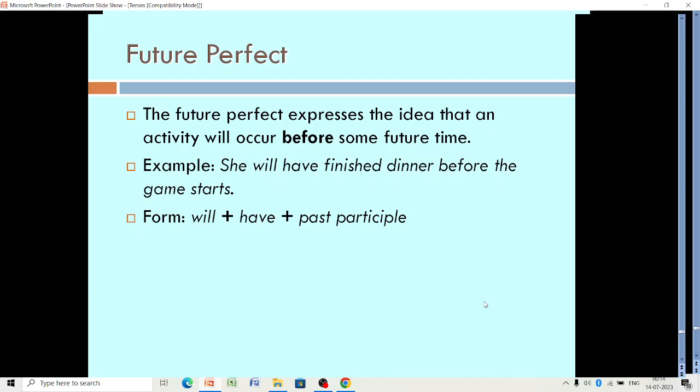I can give one more example also. I will have come to your home before your father leaves for the United States. So you can give a number of examples. You can keep this form in your mind: will have plus past participle.